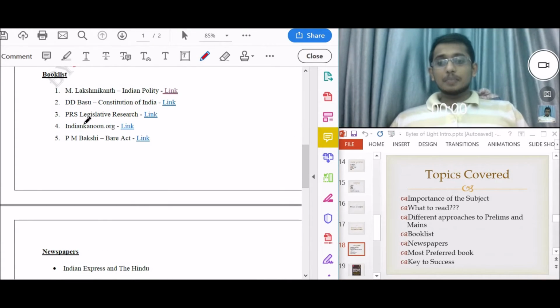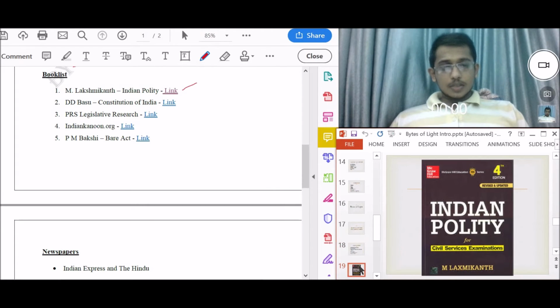So these are the book list. Okay, these are the book list. That is M. Lakshmikant. I shall show you the book. This is the book, M. Lakshmikant of Indian Polity. This is what it looks like.